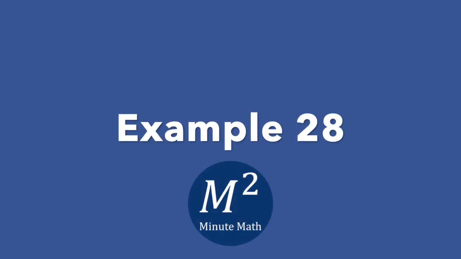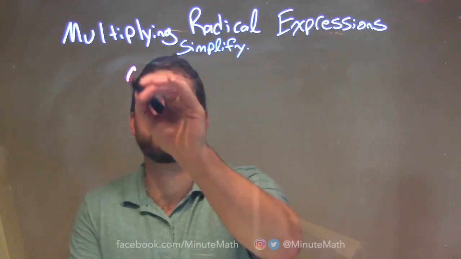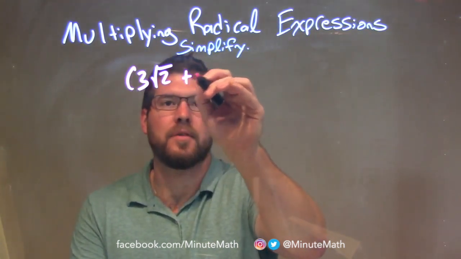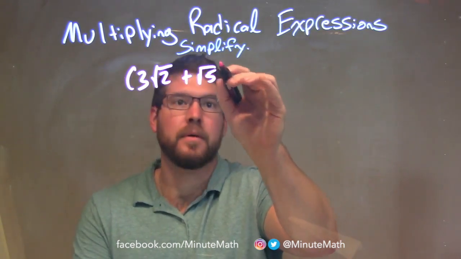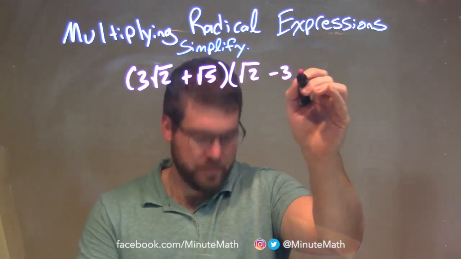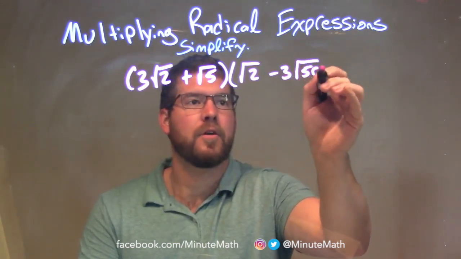Our final answer. 3 square root of 2 plus the square root of 5 times the square root of 2 minus 3 square root of 5r.